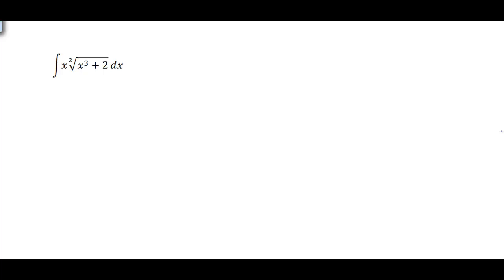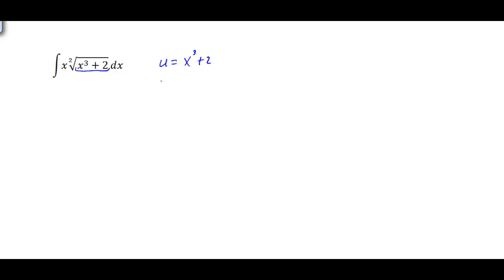All right, so here we have another example. We have the integral of x squared multiplied by the square root of x cubed plus 2. Once again, we need to identify what we are going to let our u be equal to. Your first guess should be the inside part, which is underneath the square root. So it looks like we're going to let u equal x cubed plus 2.